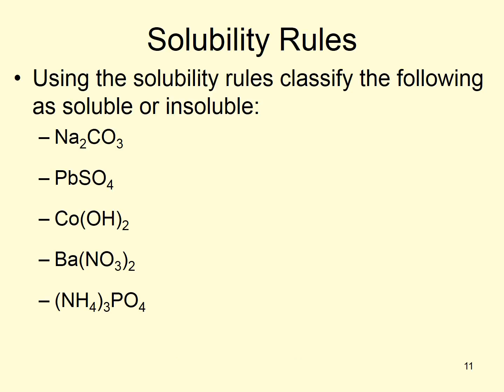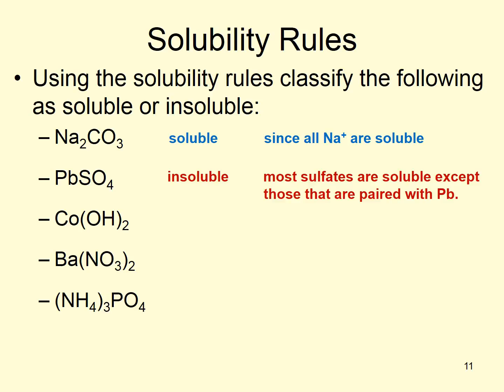let's use those rules to figure out if the following compounds are soluble or insoluble. So sodium carbonate. Well, right away, our first rule says that anything that has sodium in it will be soluble. So sodium carbonate, even though most carbonates are not soluble, all sodium ions are soluble, and so this compound should be soluble. Okay, lead sulfate. Most sulfates are not soluble, and lead is not an exception, and so this will be insoluble.